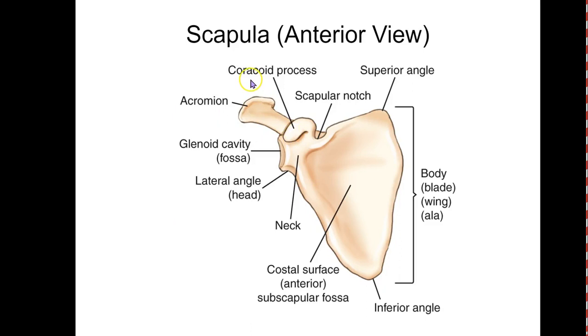And notice it's spelled different than coronoid in the elbow. Coronoid in the elbow is C-O-R-O, and then noid, so it's just a slight spelling difference just to be aware of. All right, next, the scapular notch is a notch on the superior border that is partially formed by the base of the coracoid process. Okay, so scapular notch is partially formed by the base of the coracoid process.